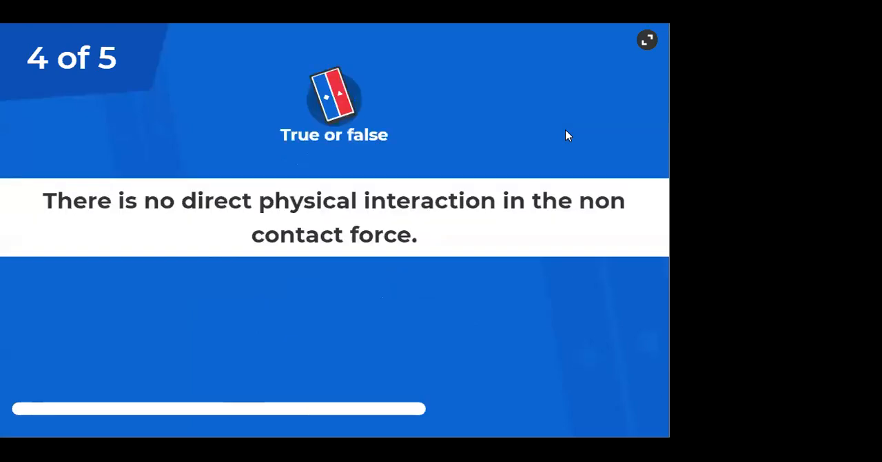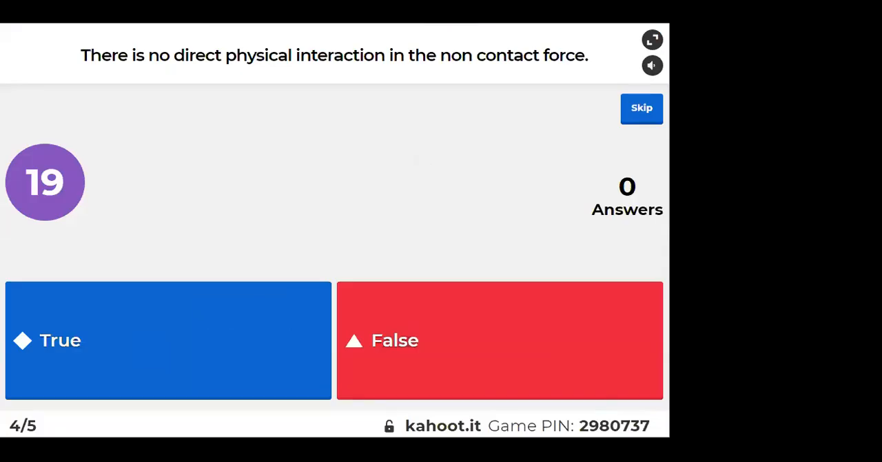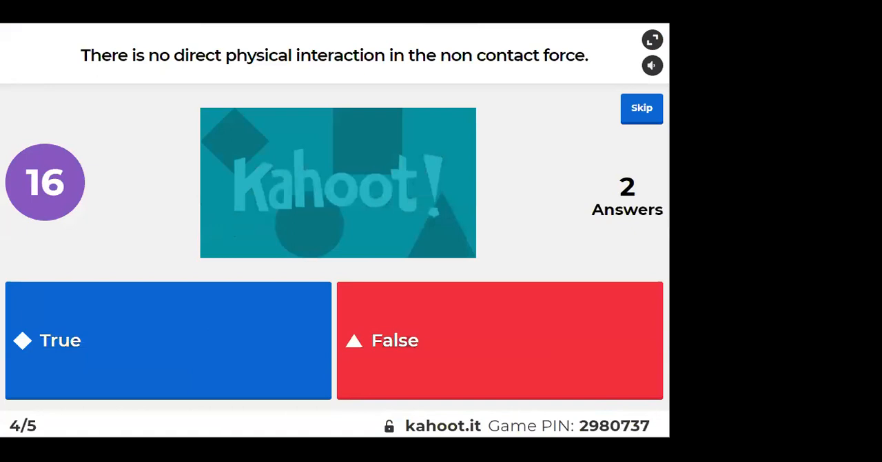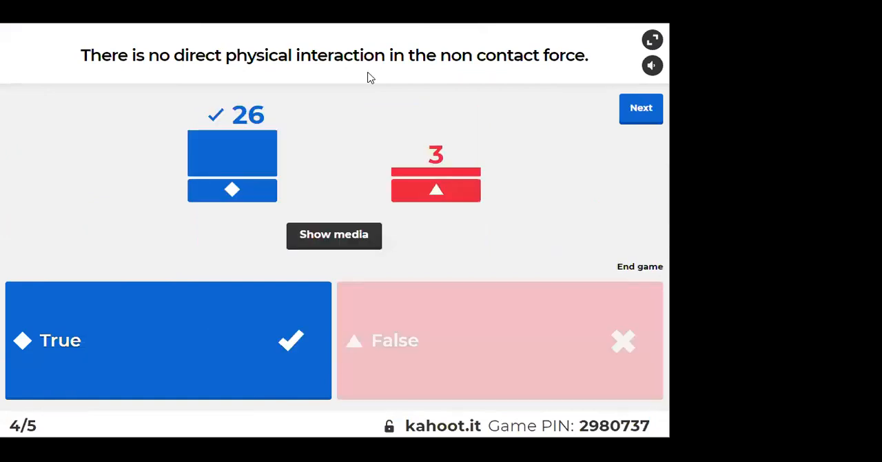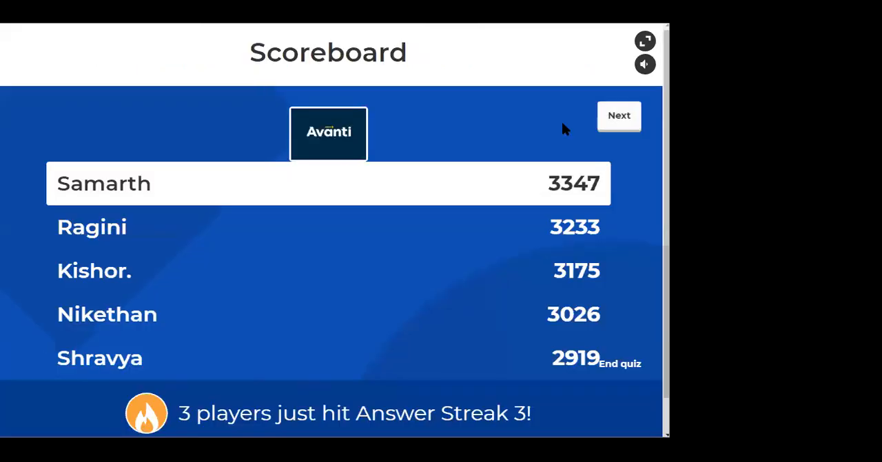There is no direct physical interaction in the non-contact force. True or false? What's the definition? Yes, true. It is the basic definition. Very good. Guys, it is the definition that in non-contact force, there is no contact.